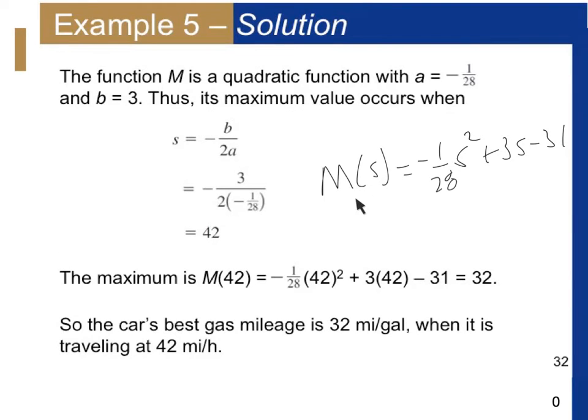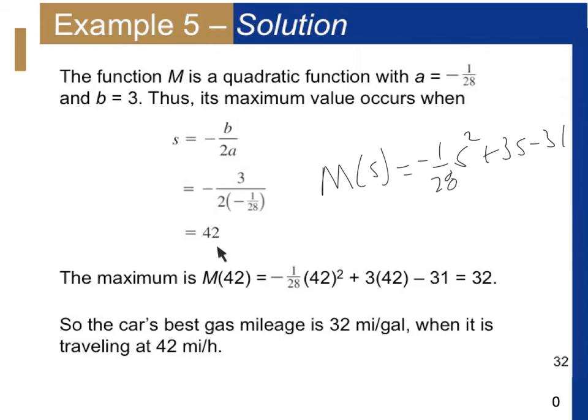So just remember, this is our mileage function. M of S equals minus 1/28 S squared plus 3S minus 31. So S, we're using S instead of X. We're finding the vertex equals minus B over 2A. So here our A is minus 1/28, B is 3, and our C is minus 31. So minus B over 2A would be minus 3 over 2 times a minus 1 over 28. So that would be minus 1/14 in the denominator. So 3 divided by minus 1/14 is minus 42. We have a negative in front, so that gives us a plus 42.